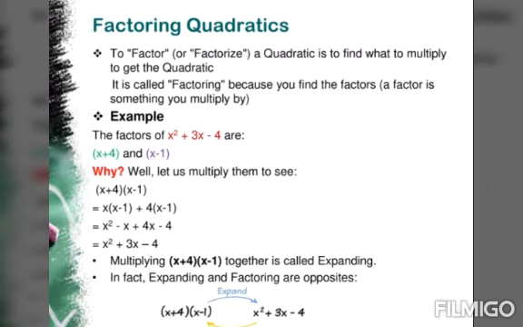The second method is using factorization. For this we factorize the quadratic expression. Example. Solve x squared plus 3x minus 4 is equal to 0. The factorization is given as x plus 4 into x minus 1 is equal to 0. So the solution is x is equal to minus 4 or x is equal to 1.